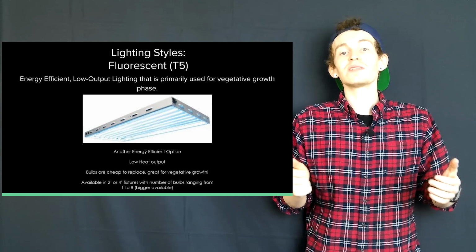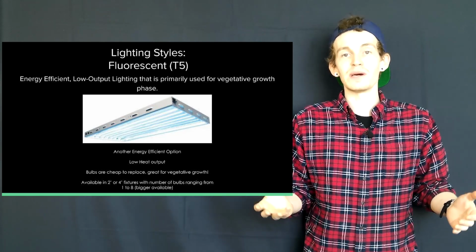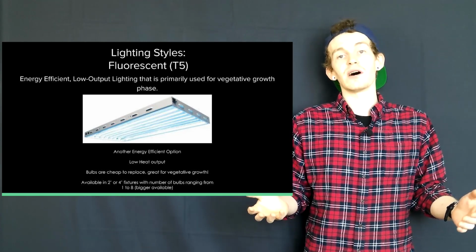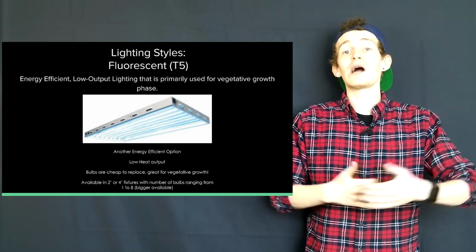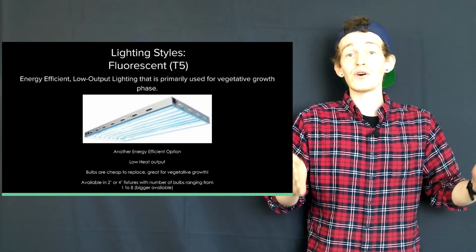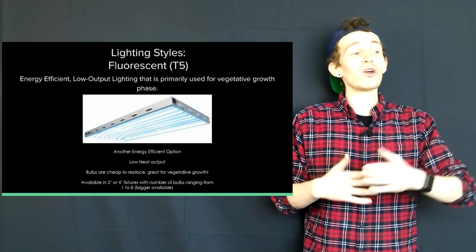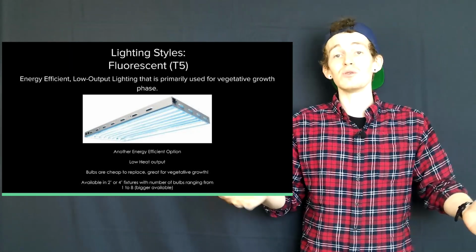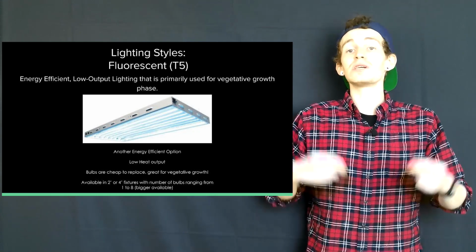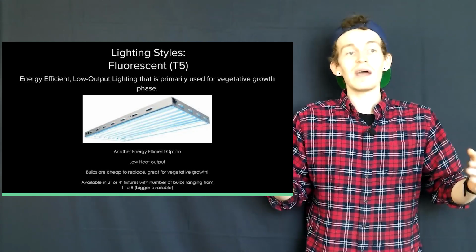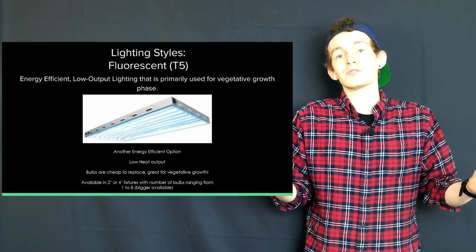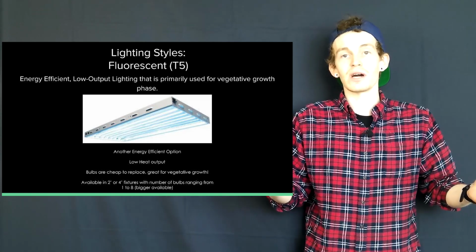On top of that, fluorescent lighting is really inexpensive relative to many of the other options that we've discussed in this video. Fluorescent lighting is available in a variety of options, varying from the 2-foot to the 4-foot long bulb length, and fixtures that vary from 1 bulb all the way up to 16, sometimes even 32 bulbs in a single fixture. The bulbs are easy to replace, inexpensive, and they can be selected in a variety of different spectrums based on the application you're trying to use.